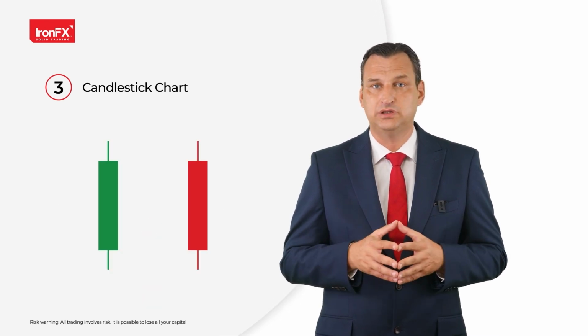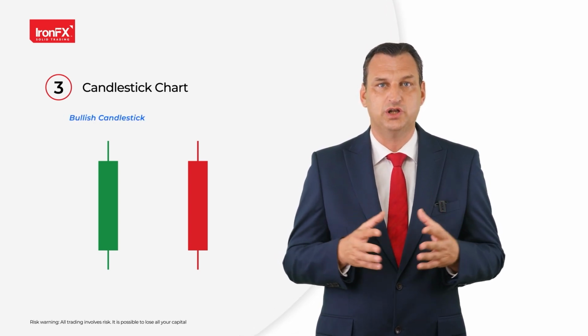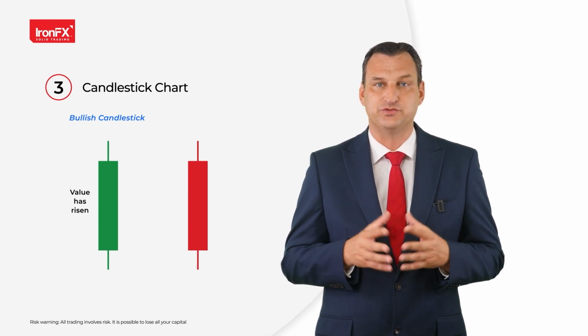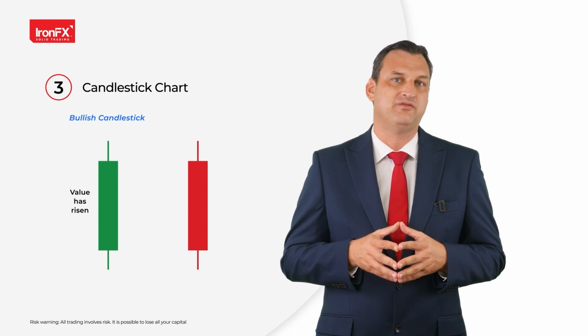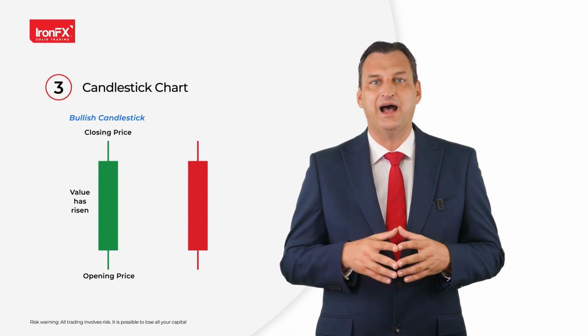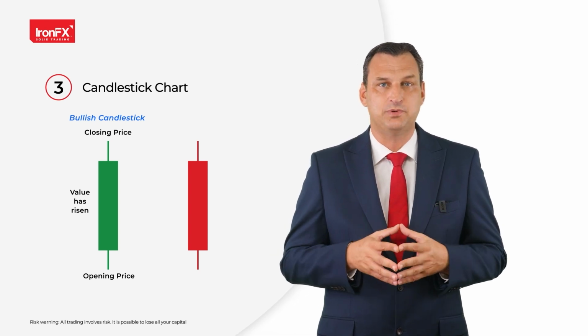Once again, we have two types of candlesticks. The bullish candlestick, which is usually depicted in green and shows that the value of the trading instrument has risen. In this case, the opening value is at the lower end of the rectangle and the closing value at the top of the rectangle, not taking into account the vertical lines previously mentioned.